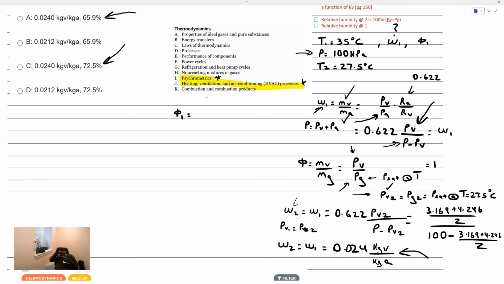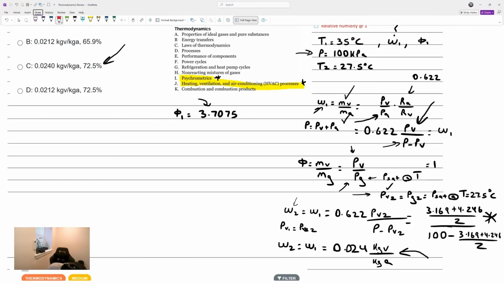Remember that the partial pressure of the water vapor is constant during this process. So we know what the partial pressure of the water vapor is. That's this average value that we just found over here. It turned out to be 3.7075. This was just the average, this calculation right here. Let me circle it for you guys.